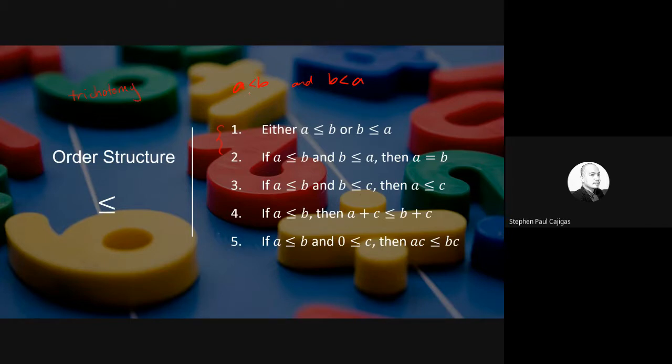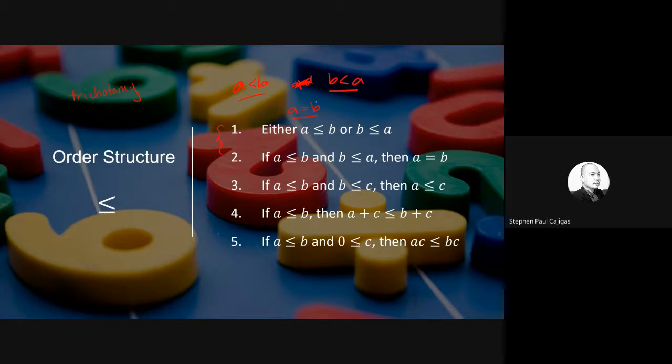So basically, only one can happen. Either A is less than B, or B is less than A, or A is equal to B. Only one of these three can happen at a time.